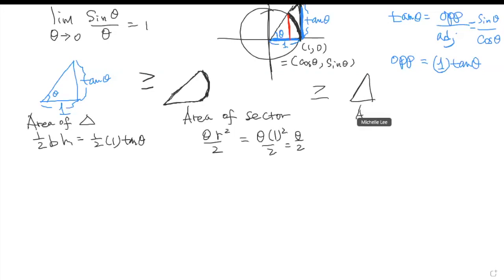So area of triangle, okay? This is also 1/2 times base times height. This height is the y, right? Can you see that, the red one? The red one is y, so this corresponds to sine theta. Do you understand what I'm saying? This one.